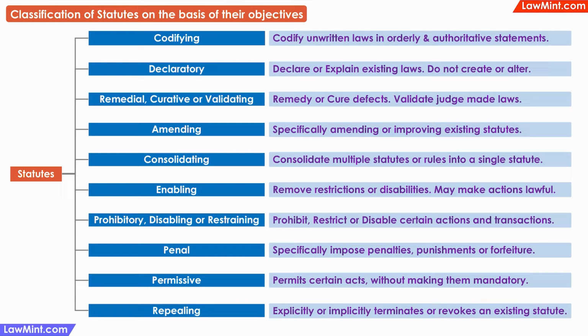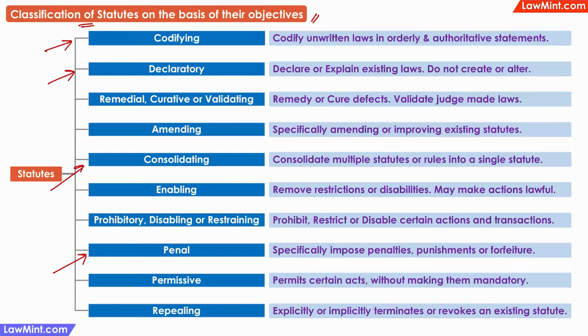Before we look at the classifications of statutes based on their objectives, it is very important for us to understand that a statute may have multiple objectives. For example, the Companies Act is a codifying statute. Some parts of it are also declaratory. It is also a consolidating statute because it consolidates some of the laws that preceded it. It prescribes some fines and penalties, so it also has some penal objectives.